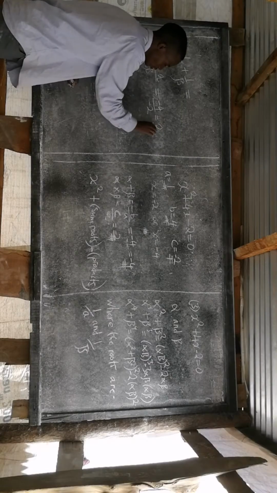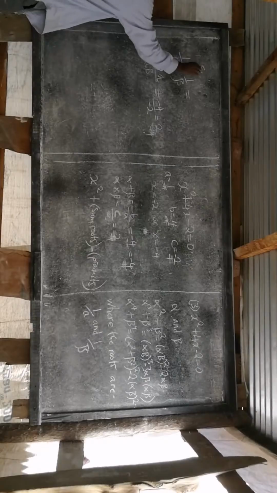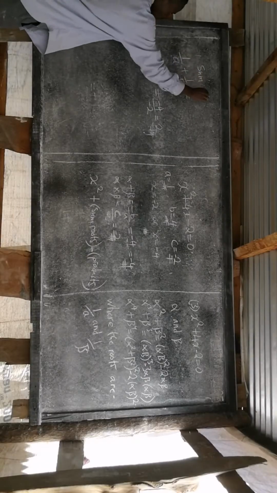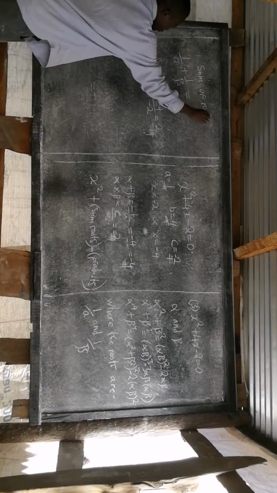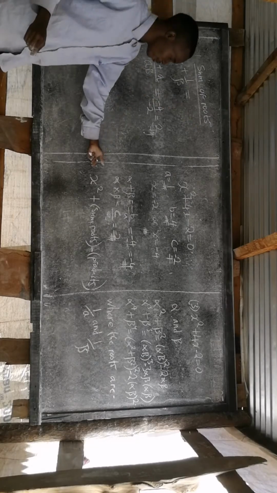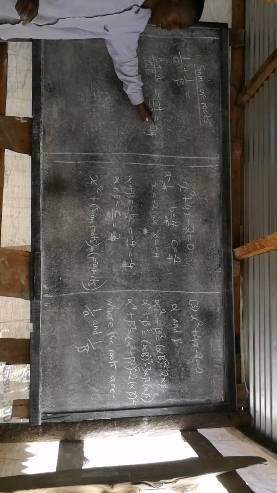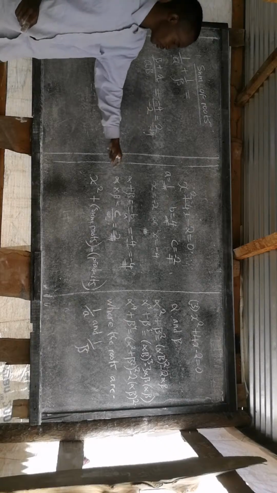So remember, this is the sum of the roots. Yes, the sum of the roots. So the sum of the roots we have found is 2. Now let's go to the product of the roots.